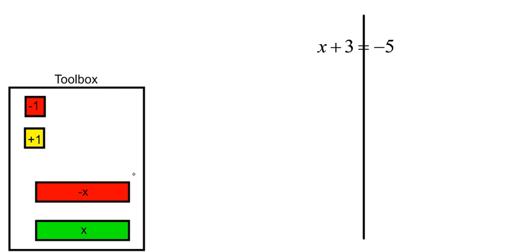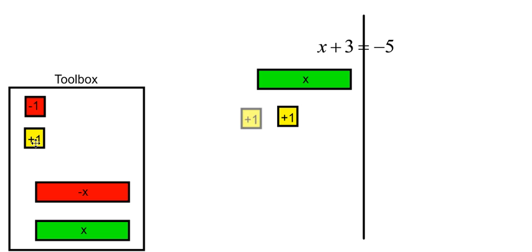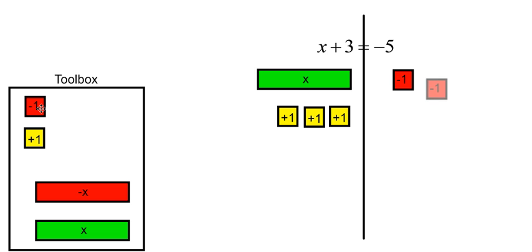So let's go ahead and model this real fast. On the left-hand side of the line, we have an x tile and 3 positive integer tiles. And that represents x plus 3. On the right-hand side of our equation, we have -5, so we use our negative integer tiles to represent -5. So I'm going to pull over 1, 2, 3, 4, and 5 negative integer tiles.